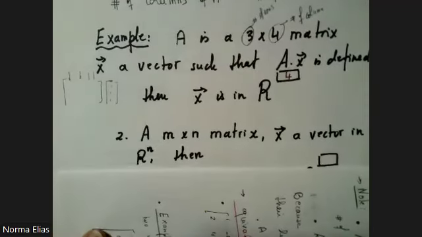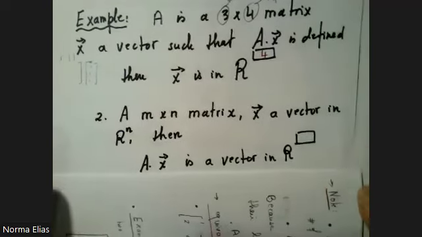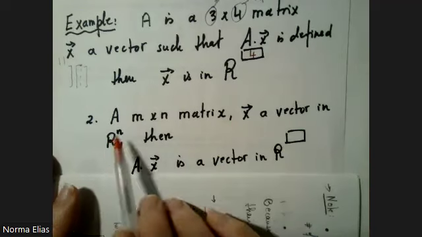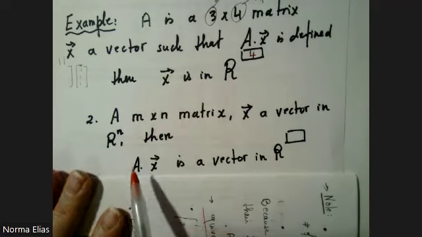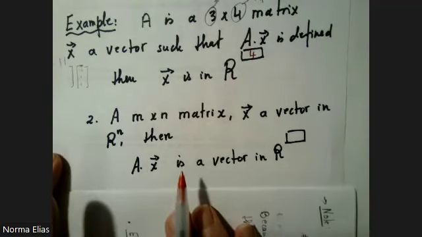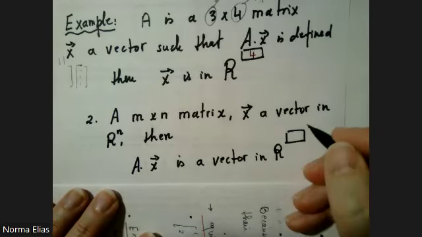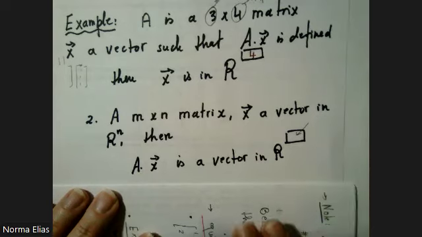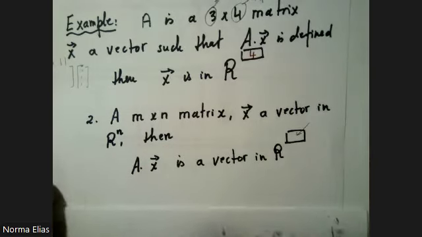Now, another note. Again, I want to read it, and then I want you to see if you can give me the answer. Suppose A is an M by N matrix, and X a vector in Rn. When we multiply a matrix by a vector, we are getting a vector because it's a linear combination of vectors. My question to you is, A times X is a vector in what? It means how many entries the product is going to have. We start with an example and then we write the general situation.